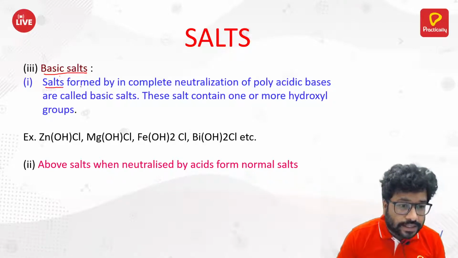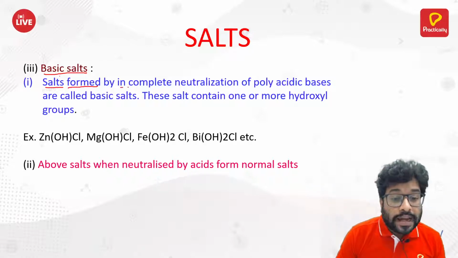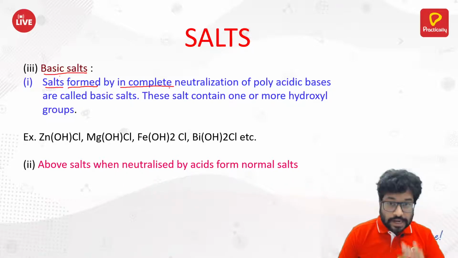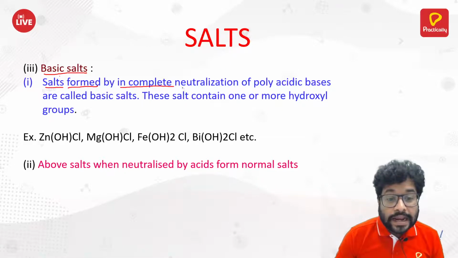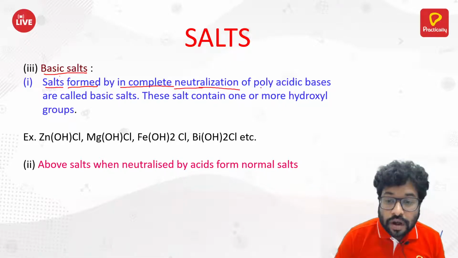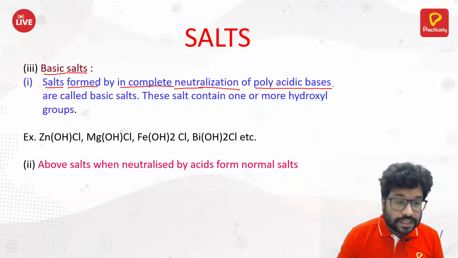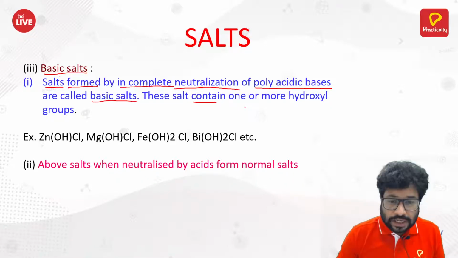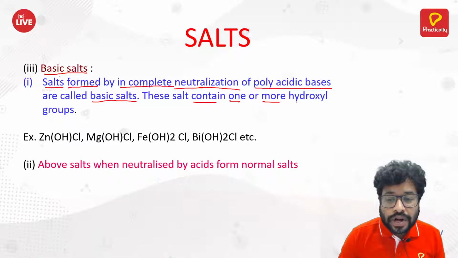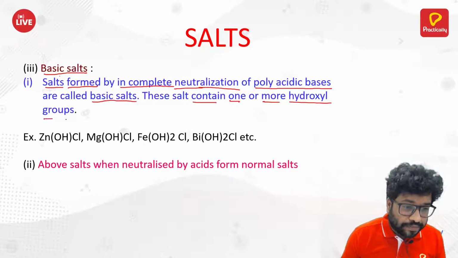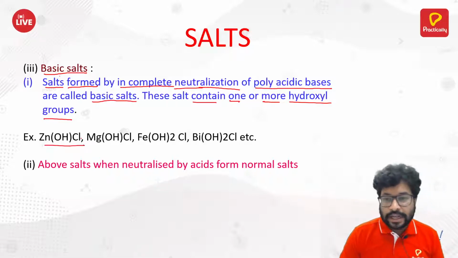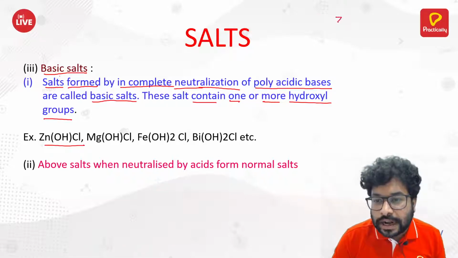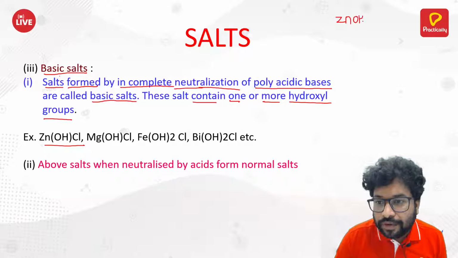The salts formed by an incomplete neutralization of polyacidic bases are called basic salts. These salts contain, as I told you, 1 or more hydroxyl groups with it. For example, look at this ZnOHCl. Suppose you have Zn hydroxide, which has 2 OH minus.